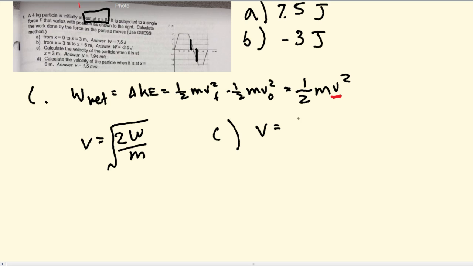Now let's use that for C and D. C, velocity is equal to the square root of 2 times 7.5 over 4, which is going to give us about 1.94 meters per second.